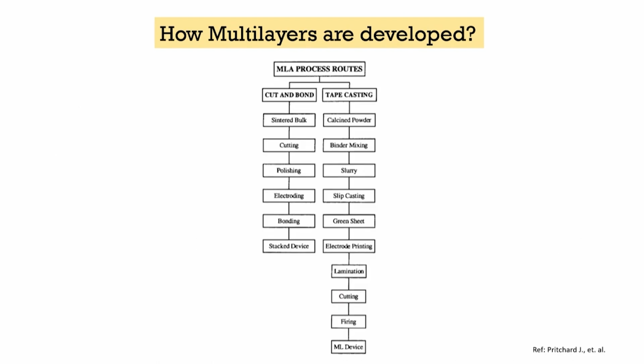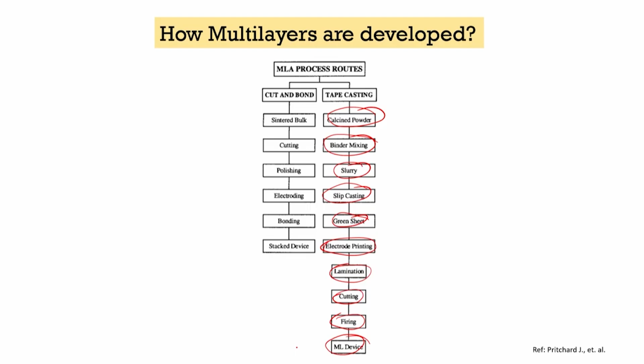So, this is the process by which you can develop such a system. For tape casting, you take a powder, mix it with some binder, prepare a slurry, then slip cast it, prepare a green sheet, apply the electrode over it, and then laminate it under high temperature and pressure, then cut it and fire it. Once the firing is done, you have to electrode it and then the device is ready.